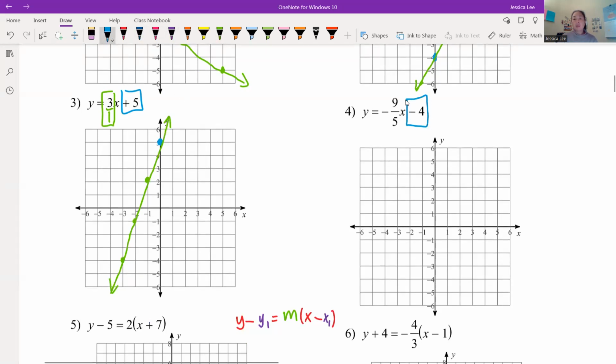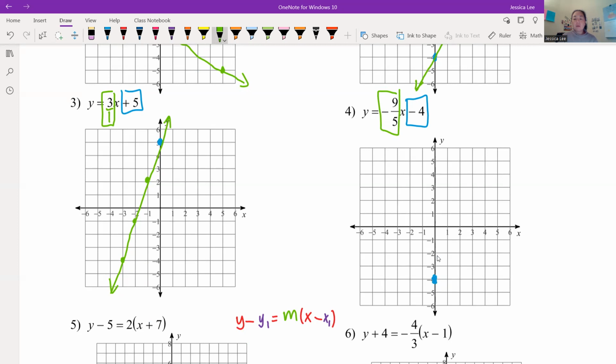Again, so here our y-intercept is -4, so we're going to go -4 on the y-axis. And then here our slope is actually quite large. The top number is pretty big. We don't usually have a number this big, but it is a negative slope, so we know it's going to be this way. So let's go.